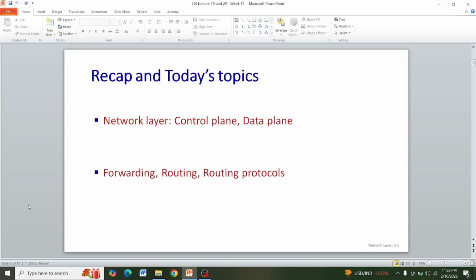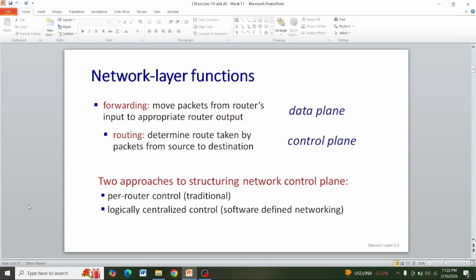In our previous lecture, we have been studying about the network layer, where we discussed in detail about its control plane and data plane. In this lecture, we will be briefly discussing about forwarding and routing, and then we will move on to the routing protocols.